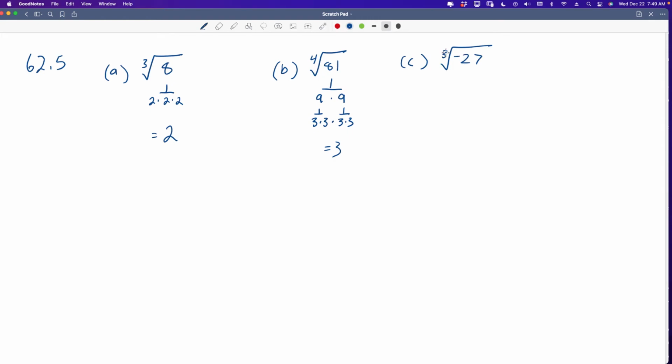Now in this one, we have a negative 27. What are the factors of 27?